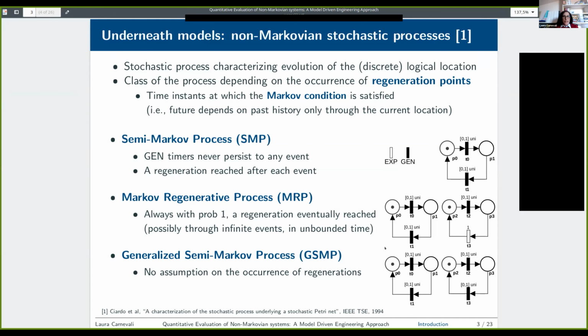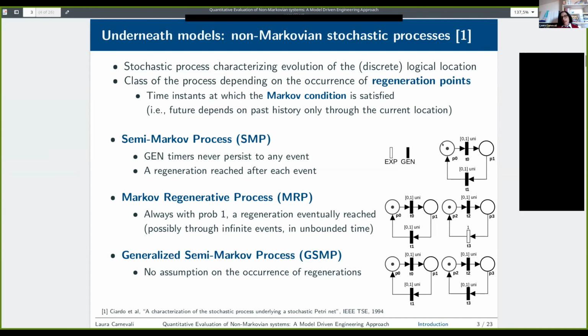The simplest case is when general timers never persist to each other. So general timers are reset after each event. So this is the case that we have in this top figure here. So here we have a stochastic time Petri net.